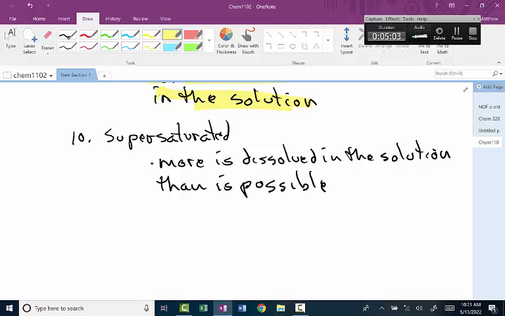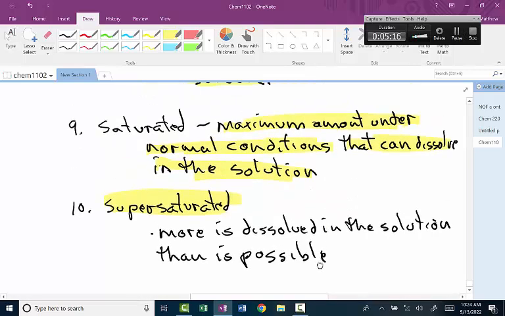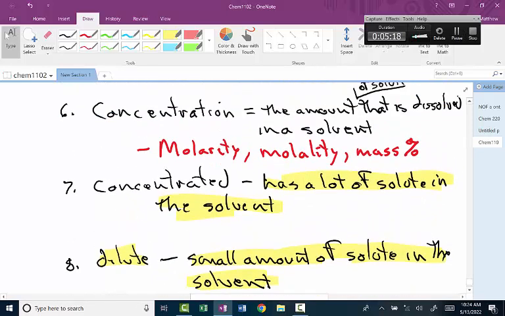Okay, this term confuses students. Just remember, supersaturated is more dissolved in the solution than is possible. That's it. Those are definitions. We'll define some of these other terms like molarity, molality, and mass percent when we talk about them.